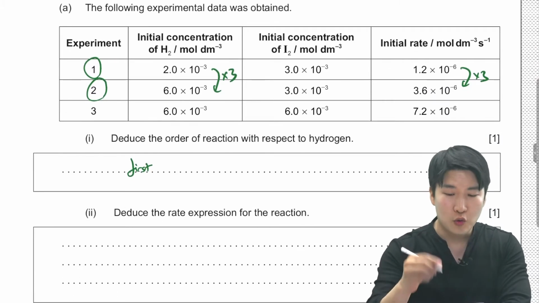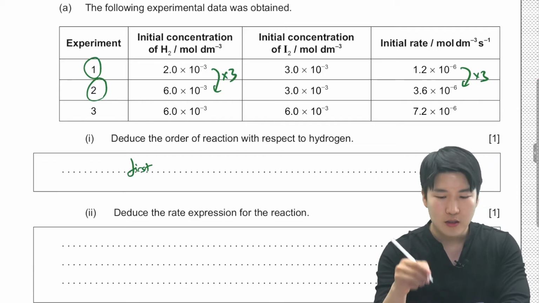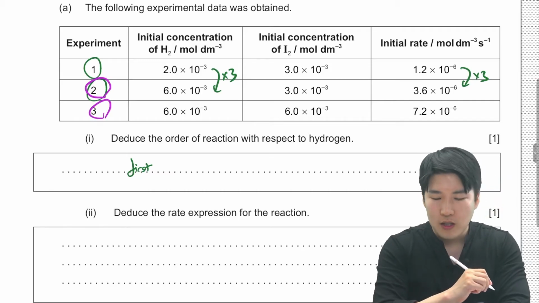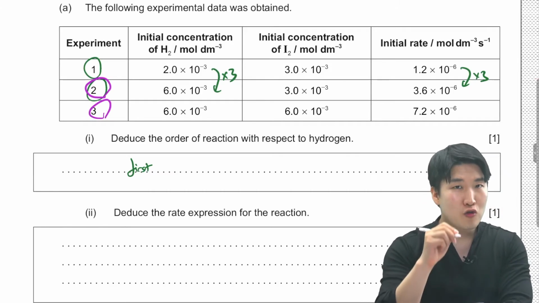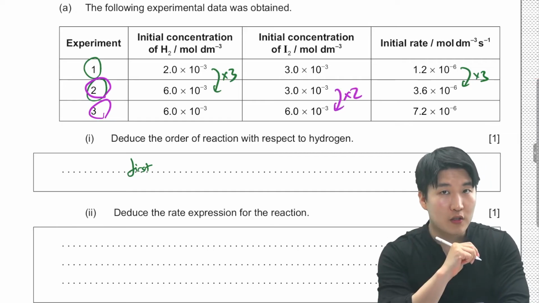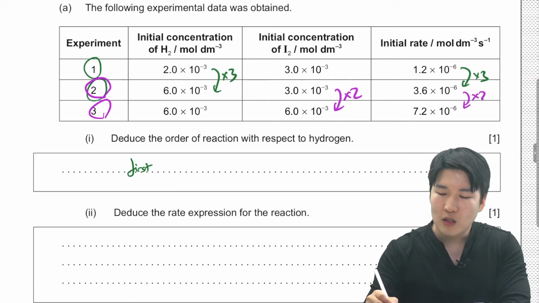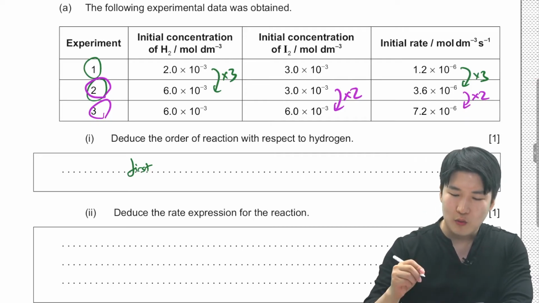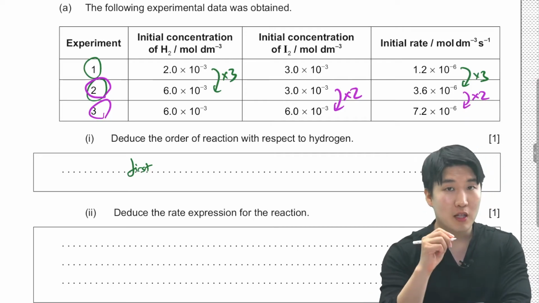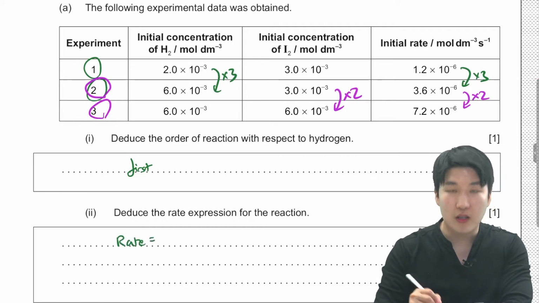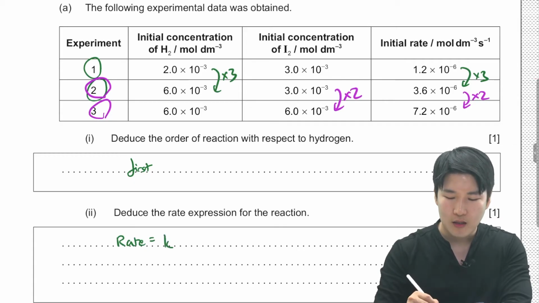And we also would need to do the same work for iodine by comparing 2 and 3 experiments. With H2 concentration remaining the same, we are doubling the iodine concentration, and at the same time, we notice how the rate doubles. That tells us that we have first order relationship with respect to iodine as well, telling us that we can write the rate expression as rate equals k[H2][I2].